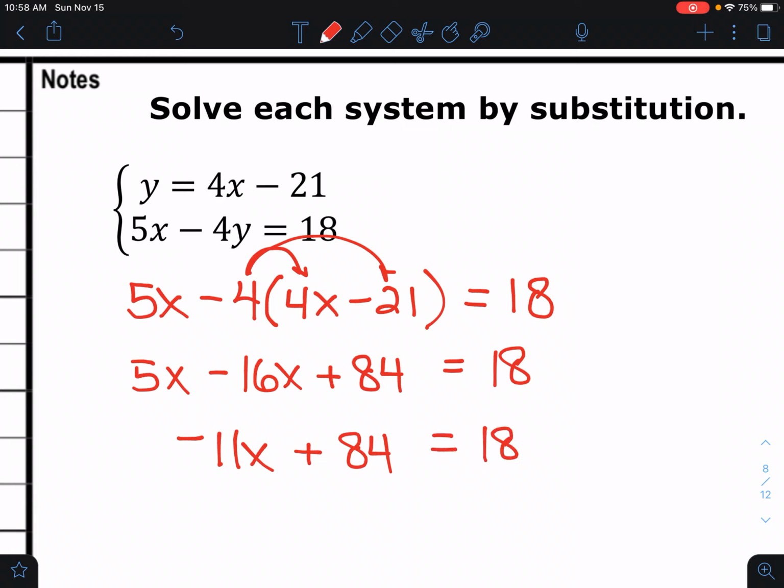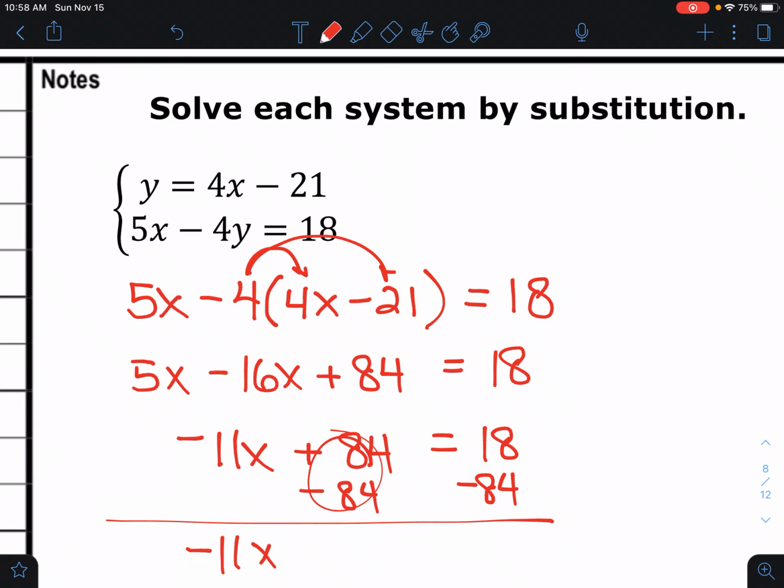Okay, and so then the next step would be subtract 84. Okay, we get -11x. And you can always use your calculator if you're not sure. So you've got 18 minus 84 is -66. Okay, watch your signs again.